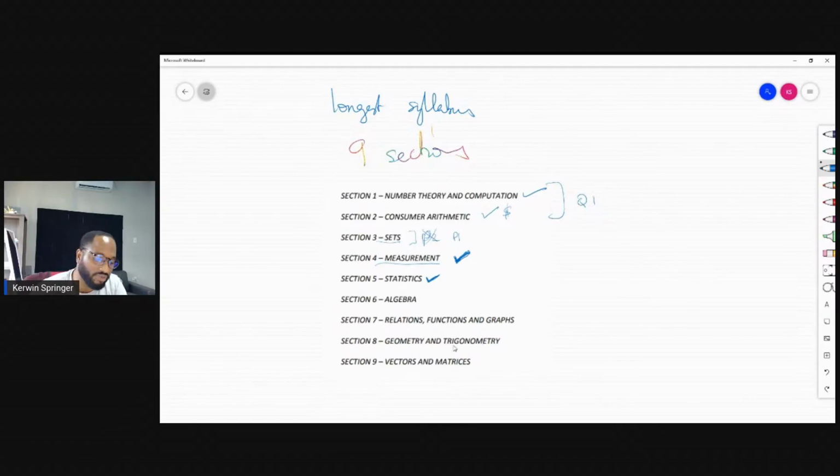Geometry and trigonometry, very big topic. Circle geometry, other types of geometry like understanding shapes, 3D figures, prisms, and the rules surrounding them. Trigonometry, this is a wide topic. It could come basic or it could come advanced. We did some tricks just now. And of course, vectors and matrices, self-explanatory stuff.